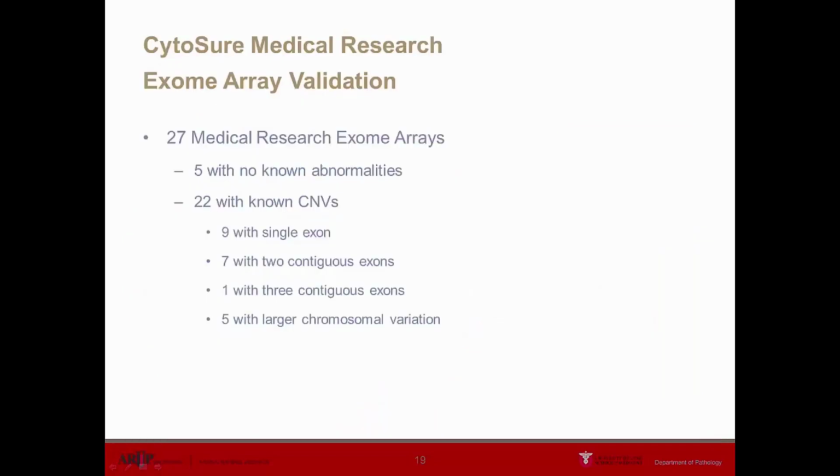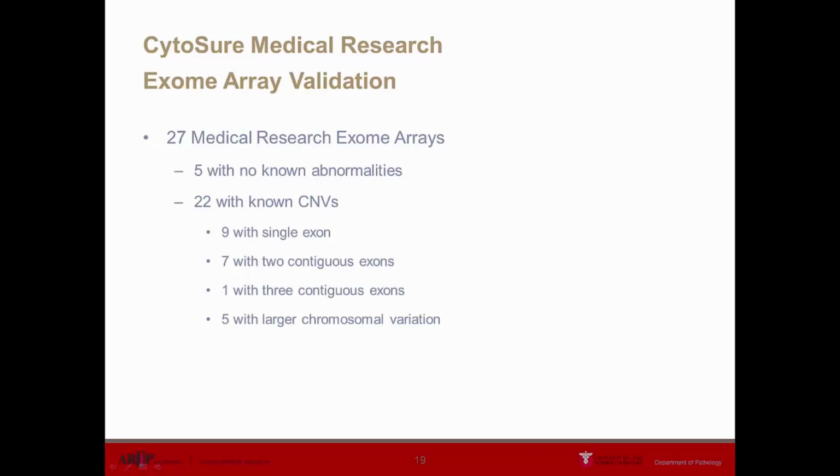So now that we had done the evaluation of the design and felt comfortable with it and knew the limitations and knew the strong points of it, we wanted to go ahead with the validation. So for our validation, we used 27 medical exome arrays. The data was run and collected at ARUP, Greenwood Genetics Center, and Mount Sinai Genetic Testing Center. Most of them had very small copy number previously known. 5 had no known abnormalities.